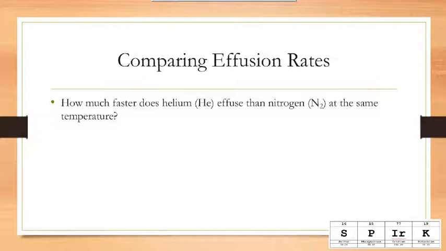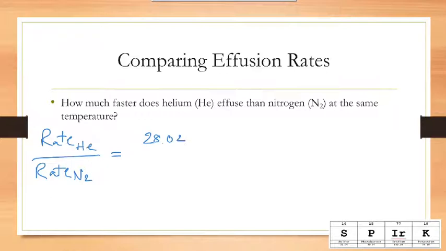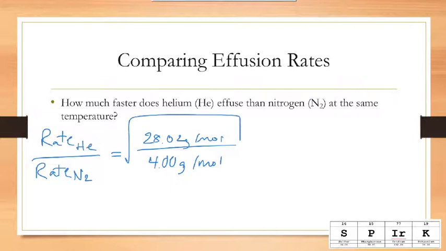So how much faster does helium effuse than nitrogen at the same temperature? We're just going to plug into that equation. So we have the rate of helium, because remember it's asking how much faster does helium effuse than nitrogen. So we're comparing helium to nitrogen. And remember, it's going to be the molar mass of nitrogen on the top divided by the molar mass of helium. And then we're going to take the square root of that value.